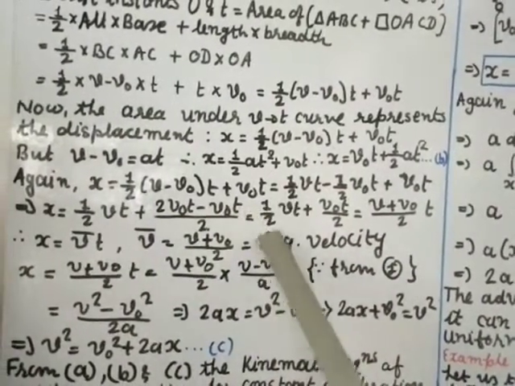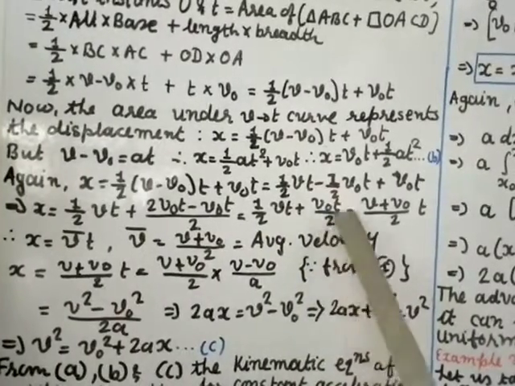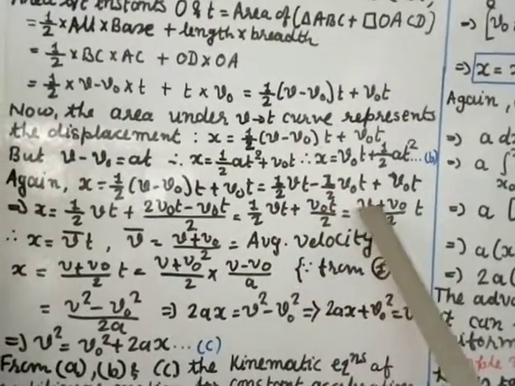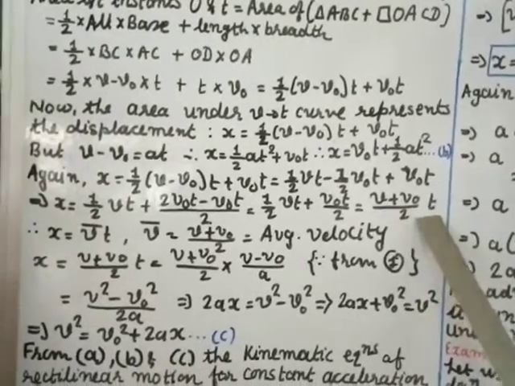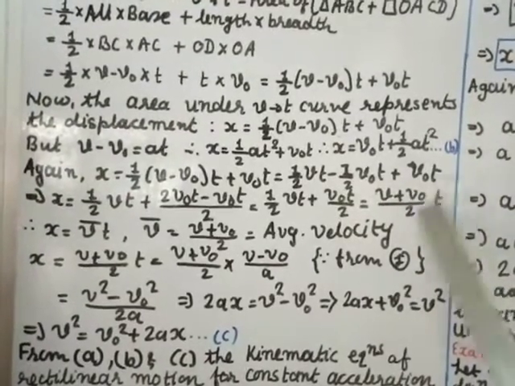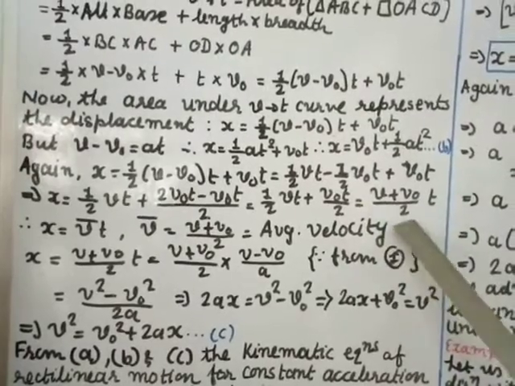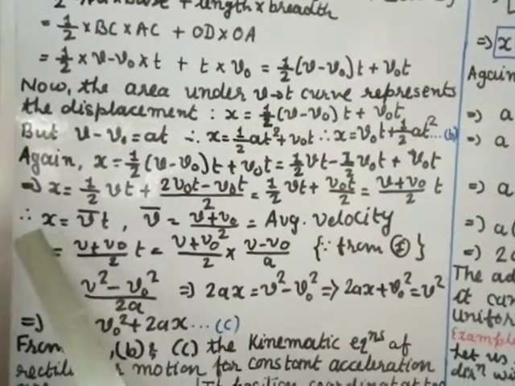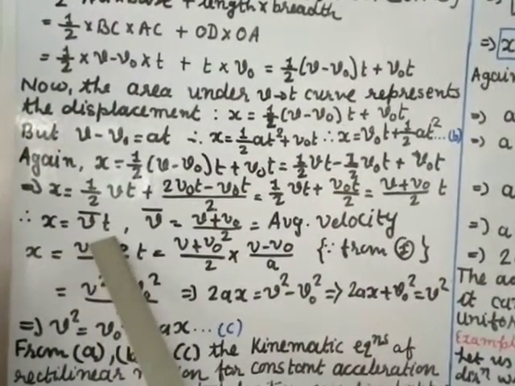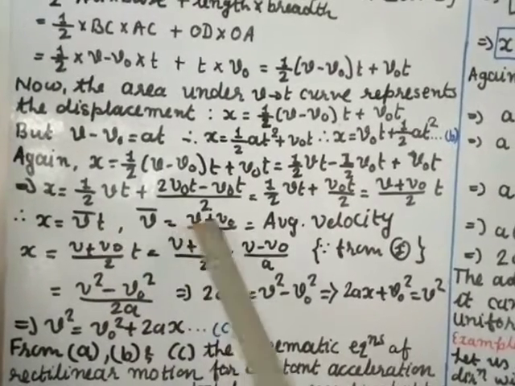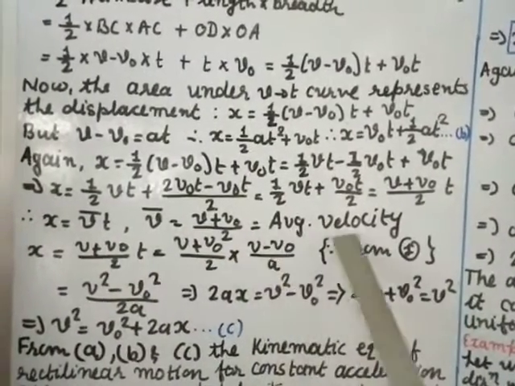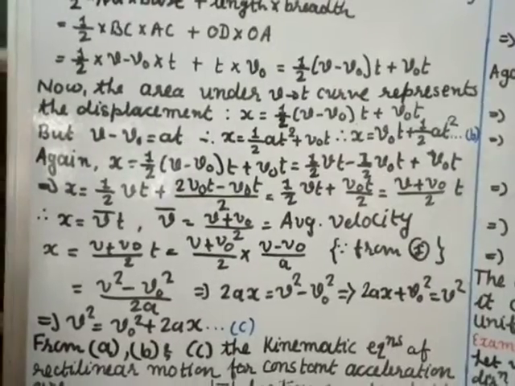This gives you 1 by 2 vt plus v0 t by 2. From here take t common, so you get (v plus v0) by 2 into t. But this is your arithmetic mean for the velocity: final velocity plus initial velocity, divided by 2. So this can be written as x is equal to v bar into t. And what is v bar? V bar is equal to (v plus v0) by 2, and this is your average velocity, just like arithmetic mean.